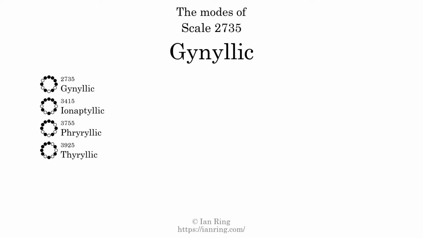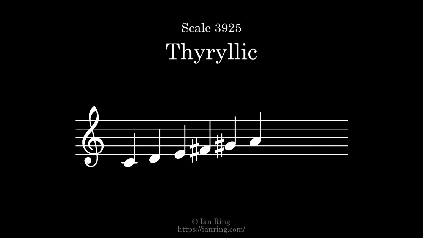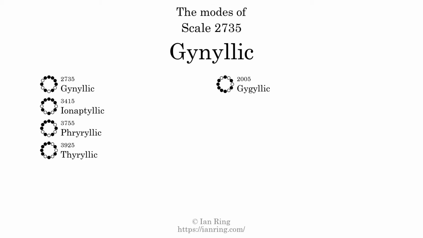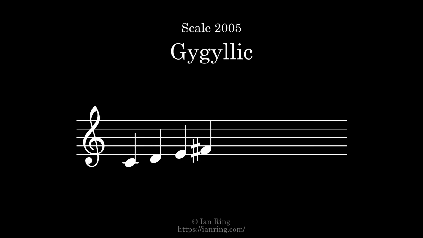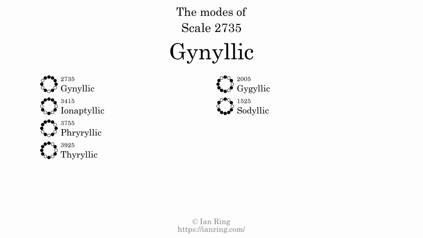The fourth mode is scale 3925, also known as Cyrillic. It sounds like this. The fifth mode is scale 2005, also known as Gynyllic. It sounds like this. The sixth mode is scale 1525, also known as Cyrillic. It sounds like this.